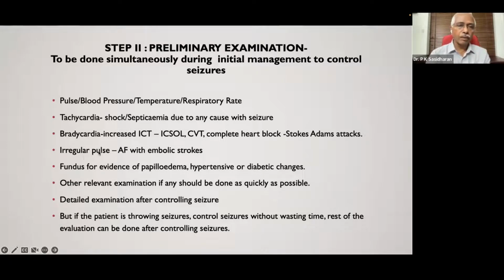If you find an irregular pulse, it could be an atrial fibrillation with embolic stroke. Embolisms are known for precipitating seizures.